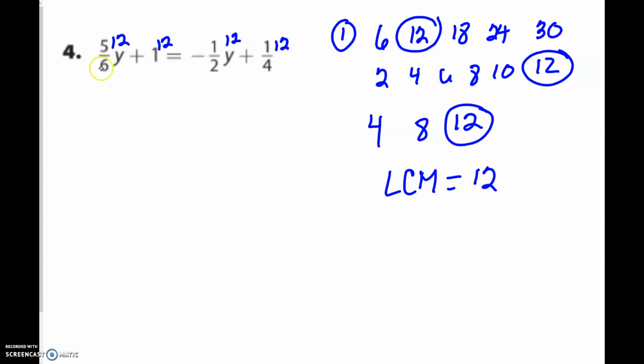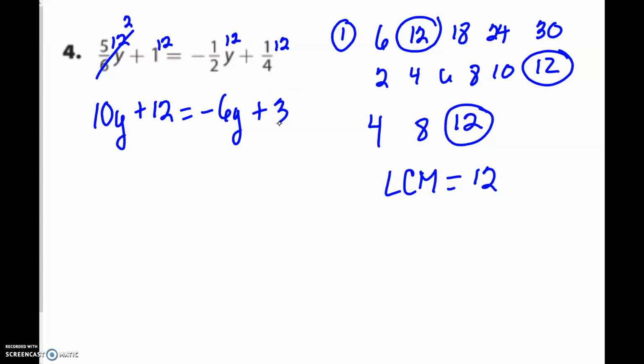Now 5/6 times 12: you can go ahead and use your calculator, or 6 goes into 12 two times. So 5 times 2 is 10, and we still have our y. 1 times 12 is 12. Half of 12 is 6, and don't forget that negative sign, so it's negative 1/2 of 12. And 1/4 of 12: 4 goes into 12 three times.